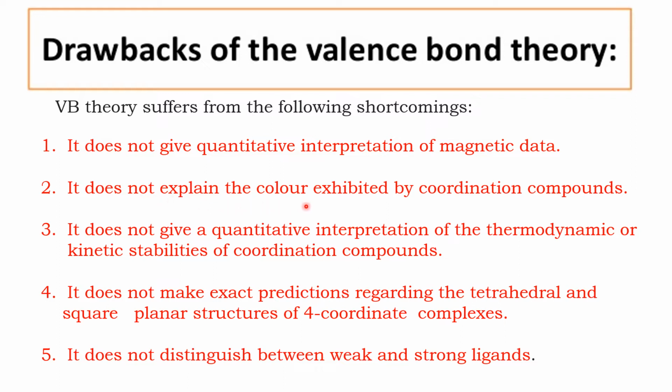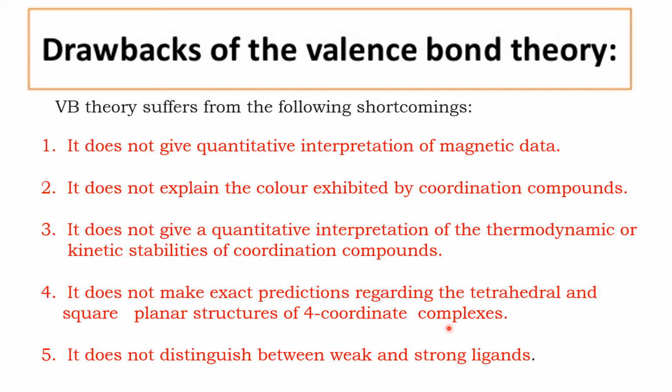It does not explain the color exhibited by coordination compounds. Coordination compounds show brilliant colors, but why the color or the spectrum of the coordination compound arises could not be explained by VB theory. It also could not explain the kinetic or thermodynamic stability of coordination compounds, and it was not able to exactly predict the tetrahedral and square planar structures of 4 coordinate complexes.